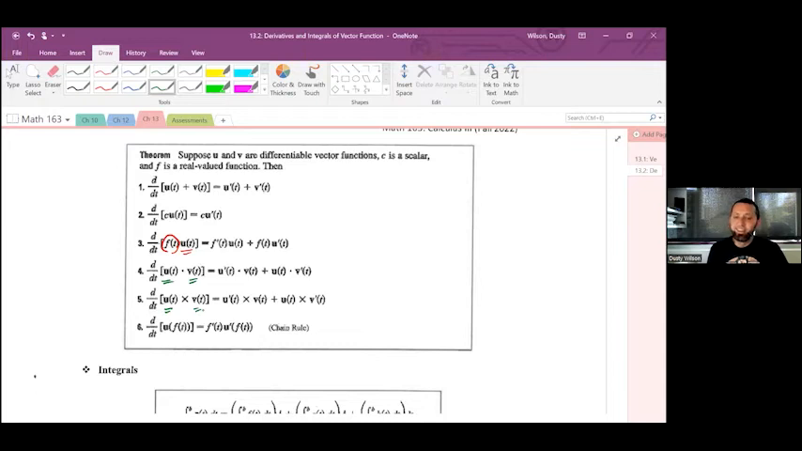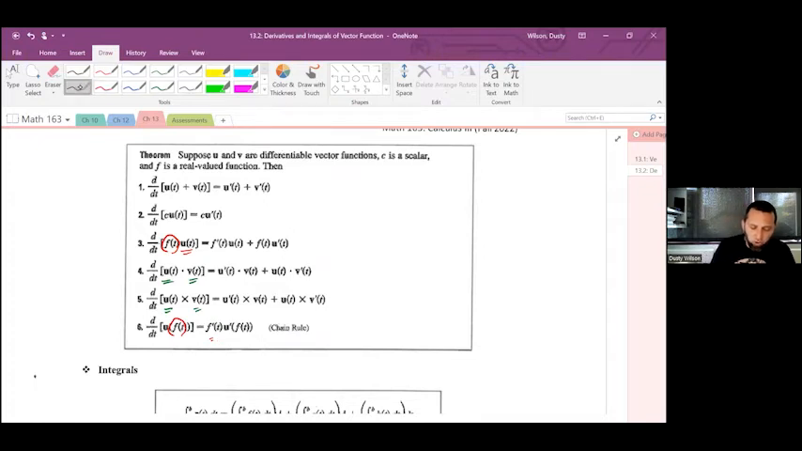6, d/dt of u(f(t)) equals f'(t) times u'(f(t)). Here, notice again that f(t) is that real valued function, but you're going to get the derivative of the inside times the derivative of the outside function evaluated at the inside function. The chain rule works exactly like you would expect it to.